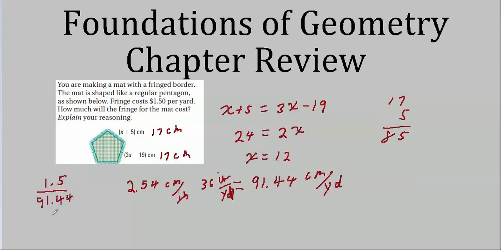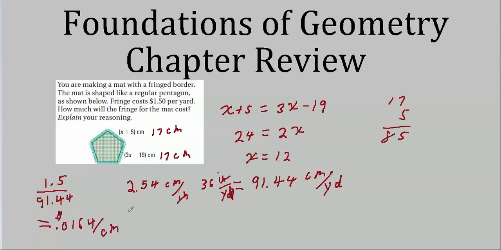And for this, I would use a calculator. And I get 0.0164. That's in dollars, remember? It's $1.50 per yard. So that's really 1.6 cents. But in the end, we're going to want our answer to be in dollars anyway, so there's really no point in converting this to pennies. We'll just leave it as 0.0164. And that would be dollars.